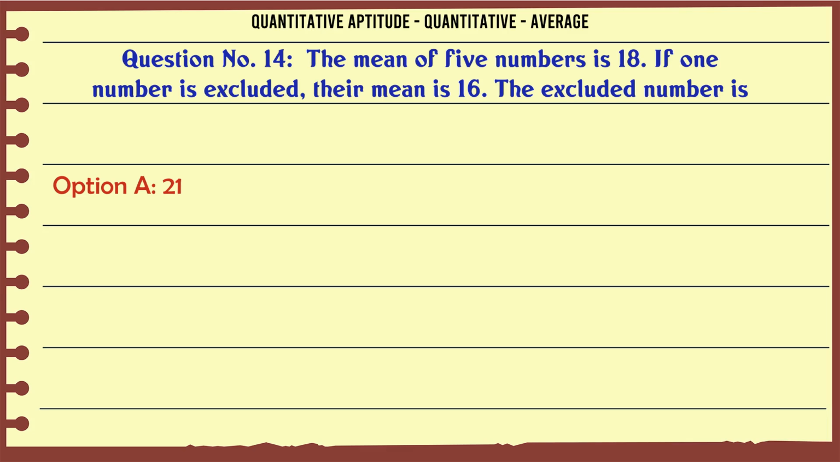The mean of 5 numbers is 18. If one number is excluded, their mean is 16. The excluded number is A 21, B 23, C 26, D 29. The correct answer is 26.